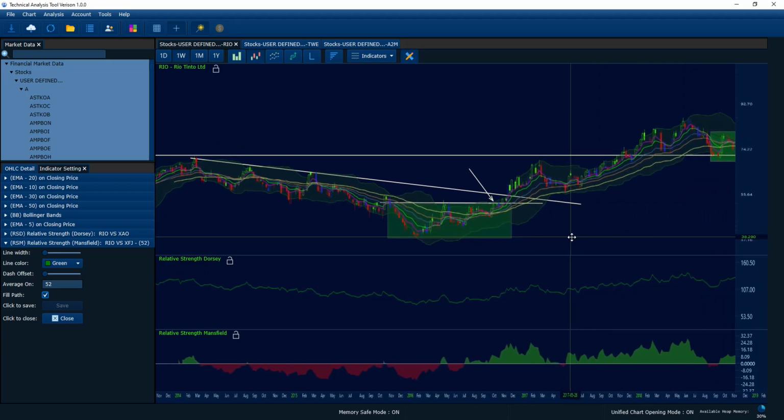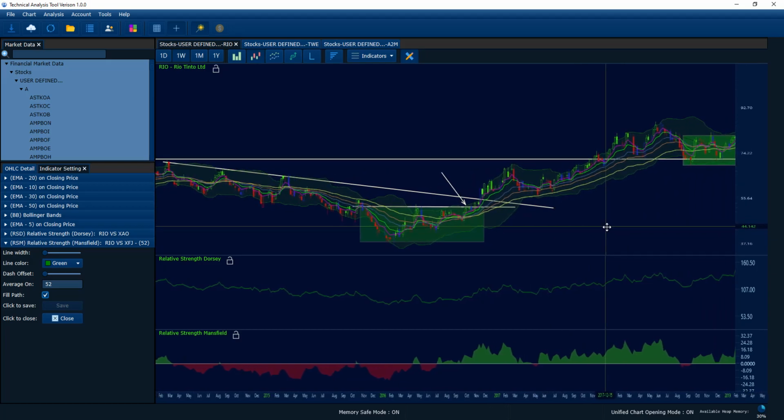Let's move on to the next one. For example, here's another example. Here it runs into the consolidation area, which can actually extend from here as well. In this trading range, before it breaks out, as you can see, most of the time this particular security always outperforms the overall market.